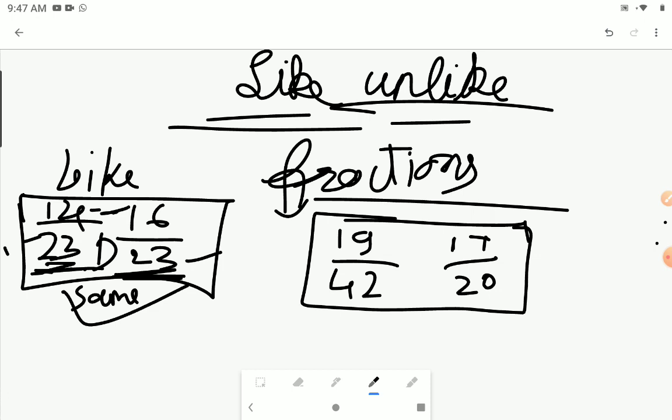And if you take this pair of fractions, 19/42 and 17/20, the numerators never matter, but the denominators are 42 and 20. 42 and 20 are not the same number. So it is not the same, and we call it an unlike fraction.